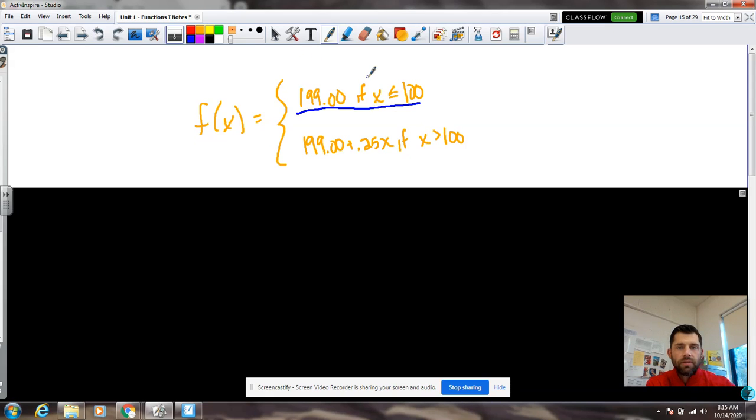Now, the thing that we're going to talk about a lot today that you need to be aware of is this. Notice how I didn't have an equal to on both of these. So we still have to maintain our rule of what a function is. Each input can only have one output. So that less than or equal to the 100, if I say we drive exactly 100 miles, I know that I need to be using this rule and not this rule here. So that's what a piecewise function is.